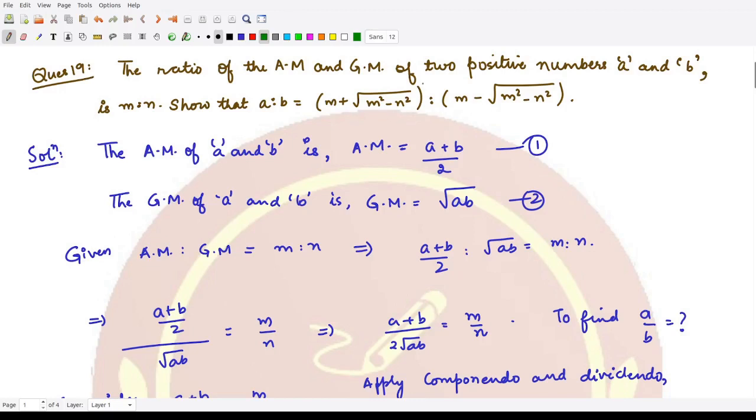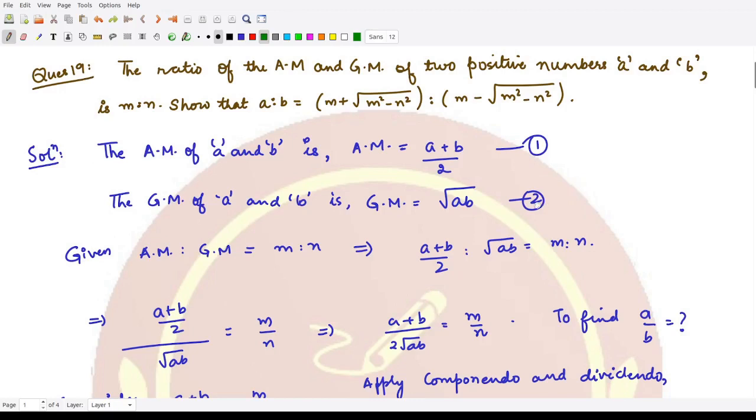Do you know what the arithmetic mean between two positive numbers a and b is? That is given by (a + b)/2. You can mark it as equation 1. Similarly, what is the geometric mean of two numbers a and b? It is given by the square root of ab. You can mark it as equation 2.